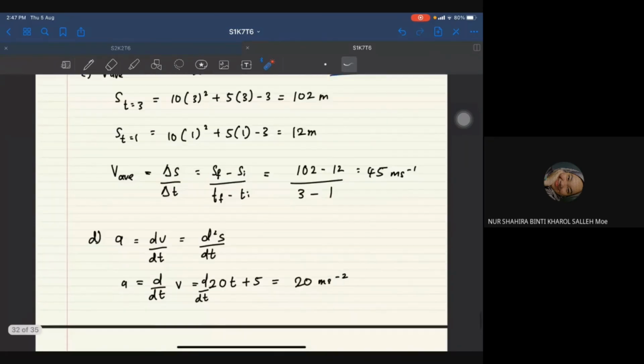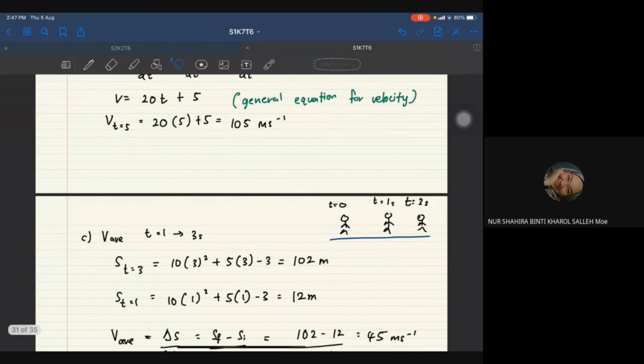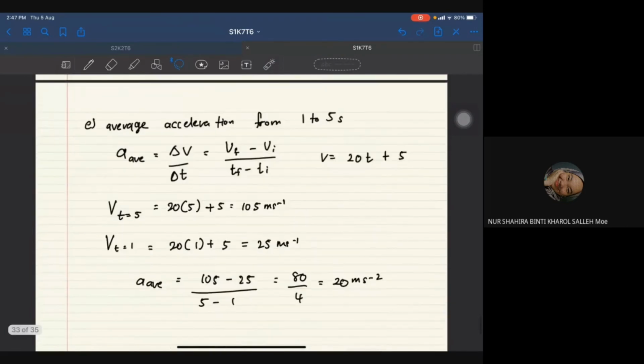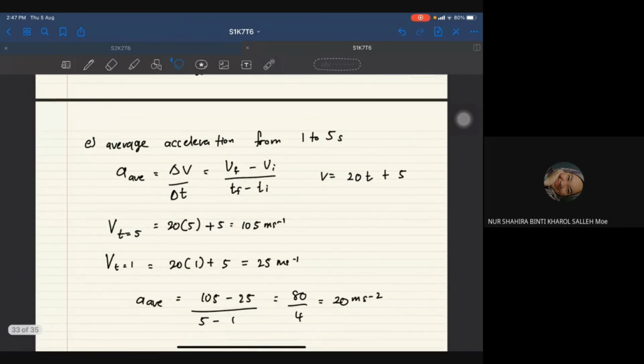Ni kita kira velocity dia. Saya ambil balik gambar ni sebab yang ni kita tak kira velocity, but we calculate the velocity down here actually. Okay. So instead of 1 and 3, we have 1 and 5.